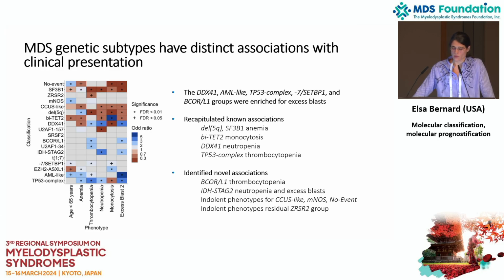Beyond the blast, we observed strong association between the subtypes and a range of clinical phenotypes, as shown here by this heat map that summarizes those associations between molecular subtypes in columns and phenotypes in rows, where we, of course, recapitulated previously known associations such as 5q-SF3B1 and anemia, TET2 and monocytosis, DDX41 and neutropenia, for example, as well as identified novel associations such as BCOR-BCOR-like and thrombocytopenia, IDH-STAG2 and neutropenia, among others, as well as indolent phenotypes for groups which were defined based on negative findings or SF3B1-like, or which should be validated in further studies, the residual ZRSR2 group.